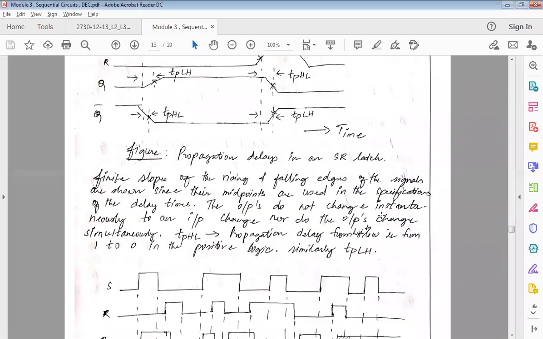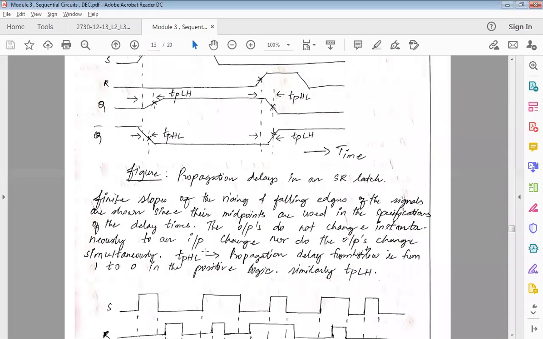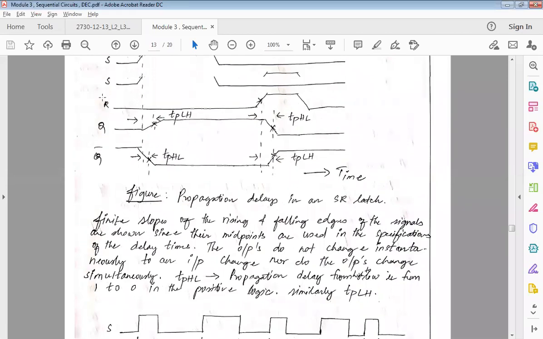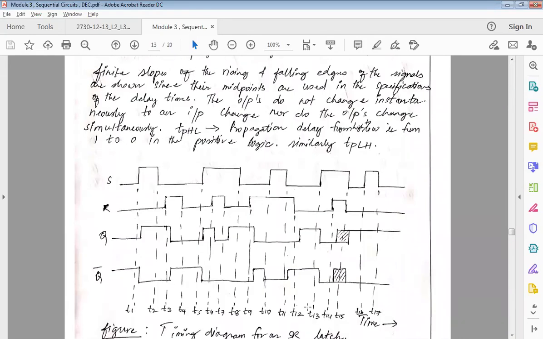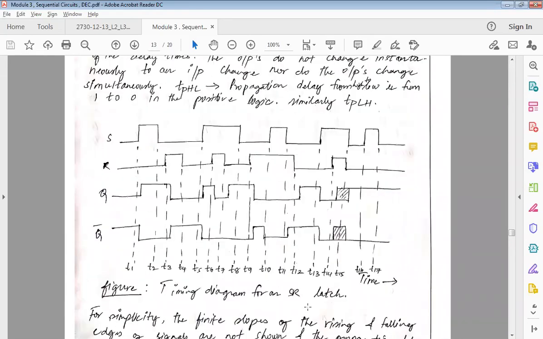Finite slopes of rising and falling. The outputs do not change instantaneously to an input. So there is no instantaneous change. As soon as the values at S change, you cannot see the values changing here right away at Q. Nor do the outputs change simultaneously. TPHL is nothing but your propagation delay from high to low, that is from 1 to 0 in the positive logic. Similarly, TPLH, from low to high.